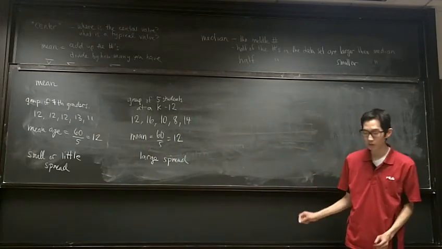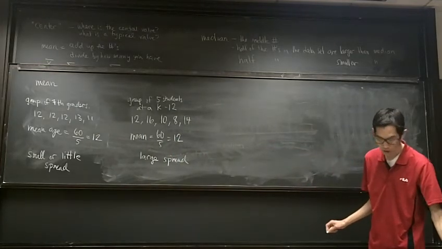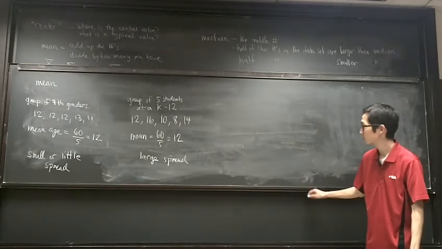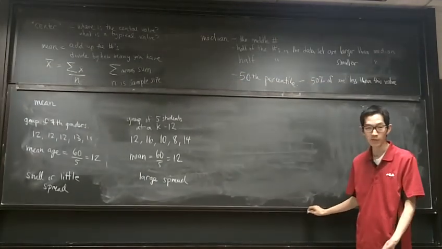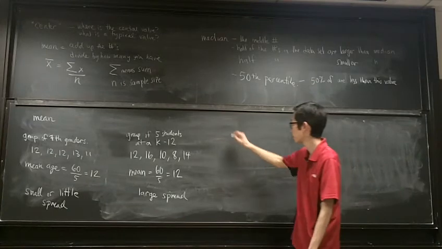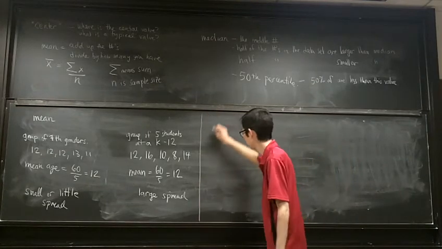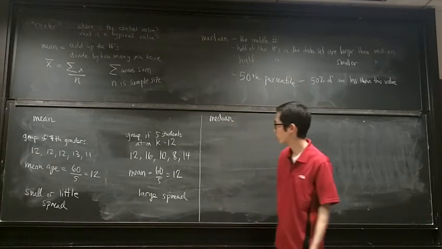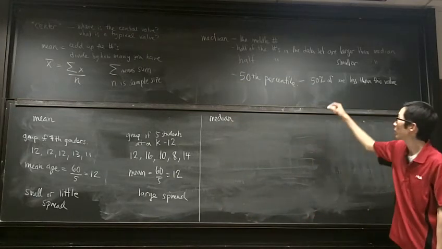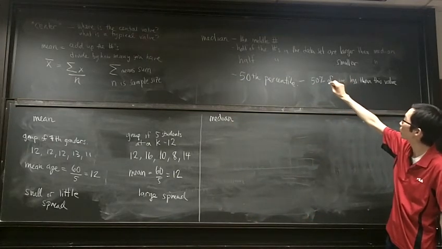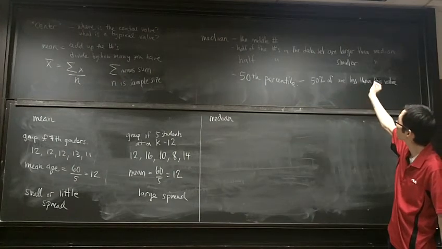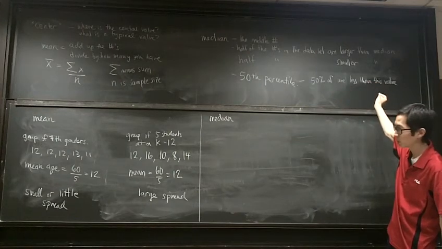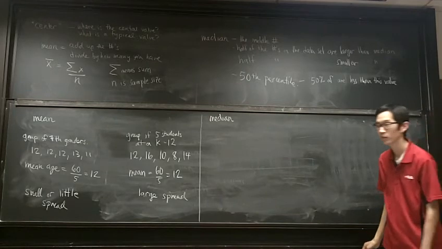Before we move on to talking about the spread, let's talk about finding the median. Is that okay? Okay. So the median is just the middle point. You have to figure out where half of the numbers are larger than that middle point and half are smaller.